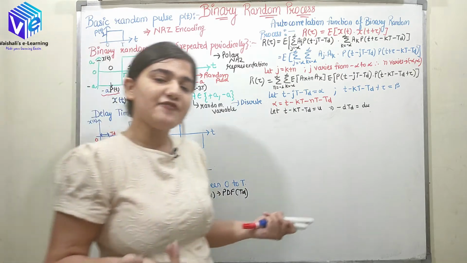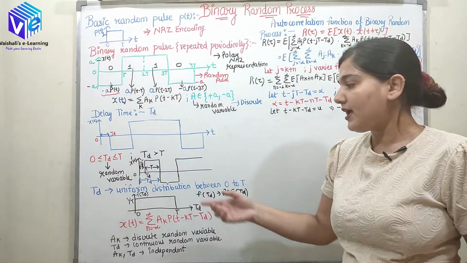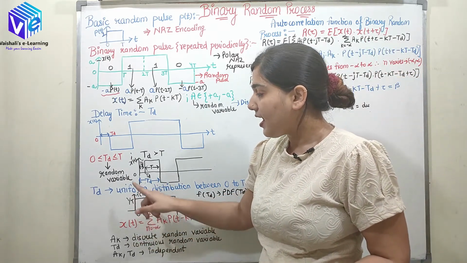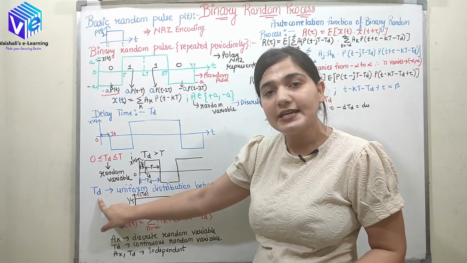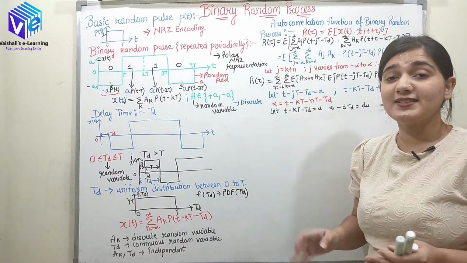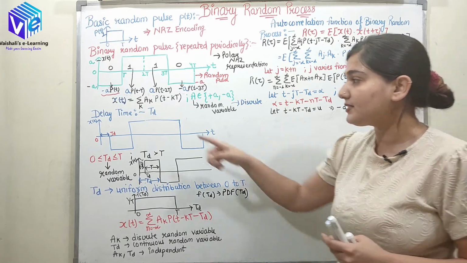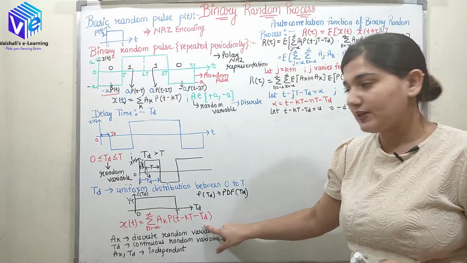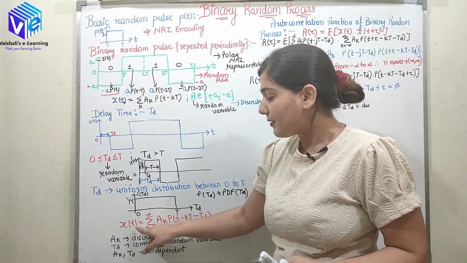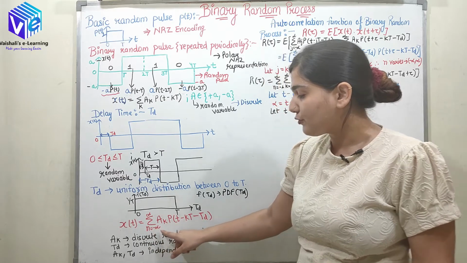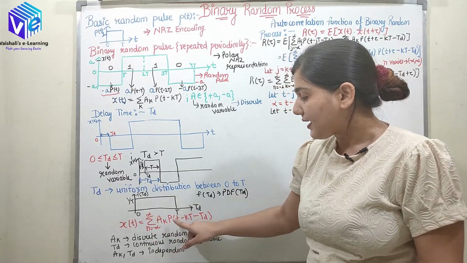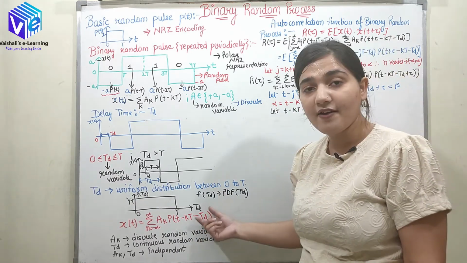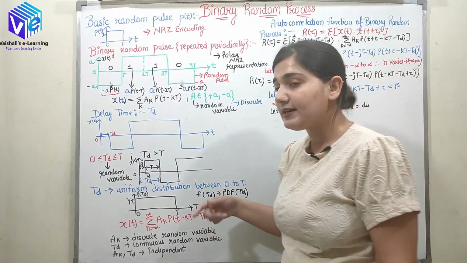Now if I have to represent the pulse in terms of TD as well, I have introduced another random variable, which is TD. So now my random process is composed of two random variables. The first random variable was AK and now I have inserted TD as well. So the random process can be represented as summation n equal to minus infinity to infinity AK P(t minus KT minus TD). Here I have represented it with the TD delay as well.